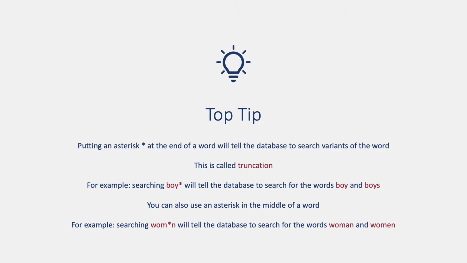It's called truncation. So if I searched BOY asterisk, it tells the database to search the word boy and any word that starts with boy, such as boys plural. It also works in the middle of a word, such as WOM asterisk N. That would search woman and women.